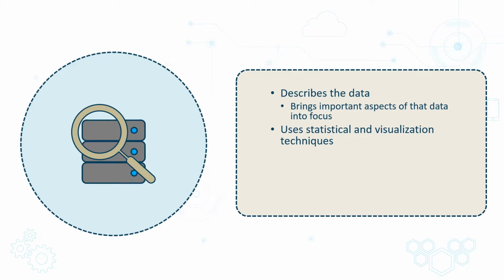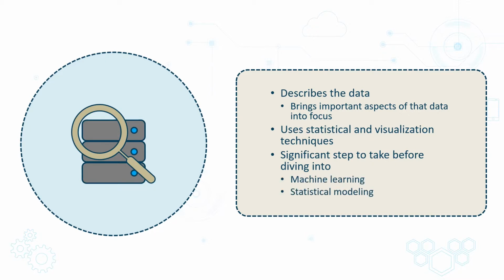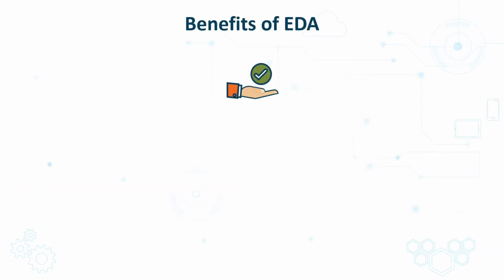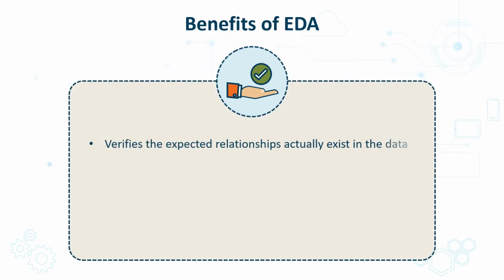In order to ensure that we are utilizing right capabilities for proper exploratory data analysis, we can have significant steps that we need to take before we dive into machine learning and statistical modeling. So what all benefits exploratory data analysis will bring up? First is it helps us to verify expected relationship that may exist in data. Once relationships are identified, it will help us to formulate and validate techniques that can be utilized for analysis.